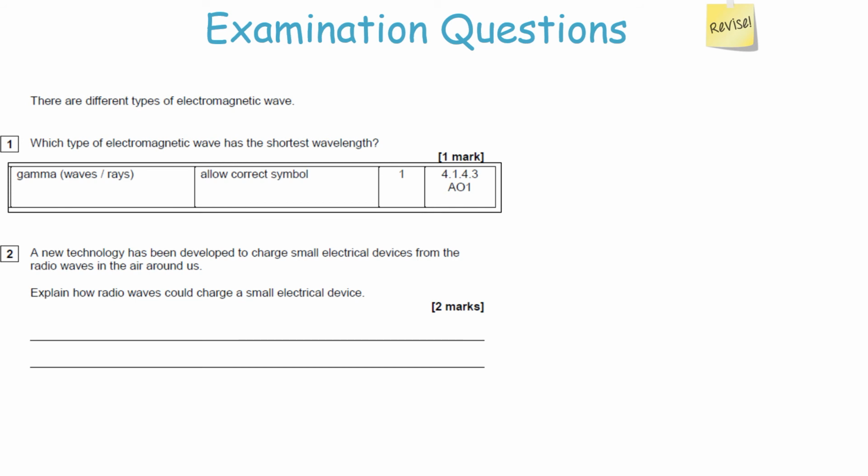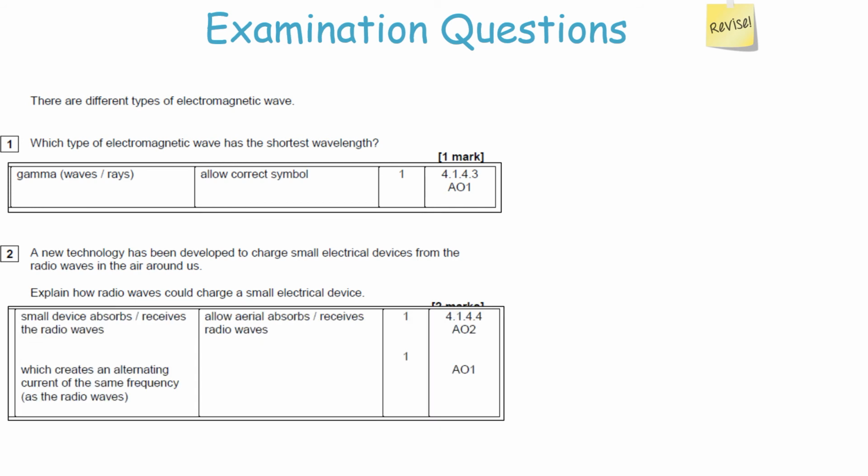Now the next one is talking about radio waves. Now again, you've got to remember the link between radio waves and alternating current. Now if you had an alternating current, that can then charge up an electrical device. So you'd say that the device absorbs the radio waves, and that will cause the electrons in the device to oscillate backwards and forwards, so it will produce an alternating current. And again, what's the important part? It has the same frequency as the radio wave does.